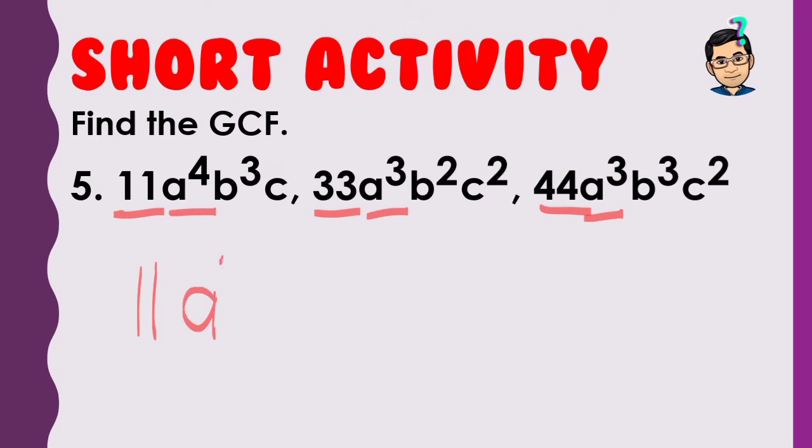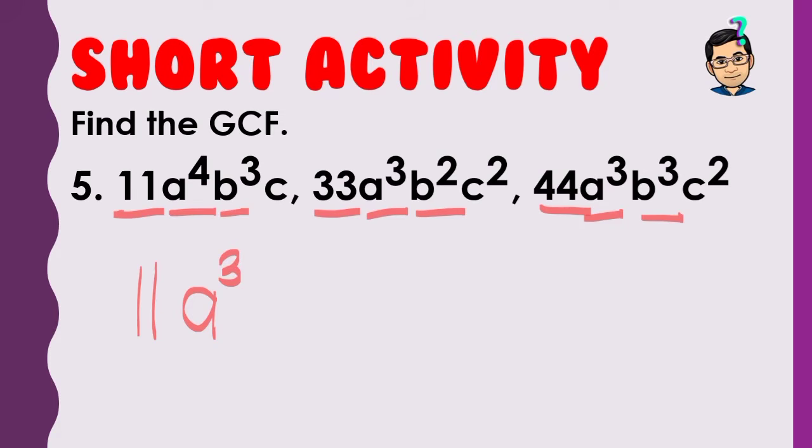That is a cubed. Again, hindi siya pwedeng maging a to the 4th. It's because 3 lang po ang degree ng dalawang term natin. Then, for b naman, b cubed, b squared, and b cubed. So, ano yung pinakamataas nila na common sa tatlong terms na to?